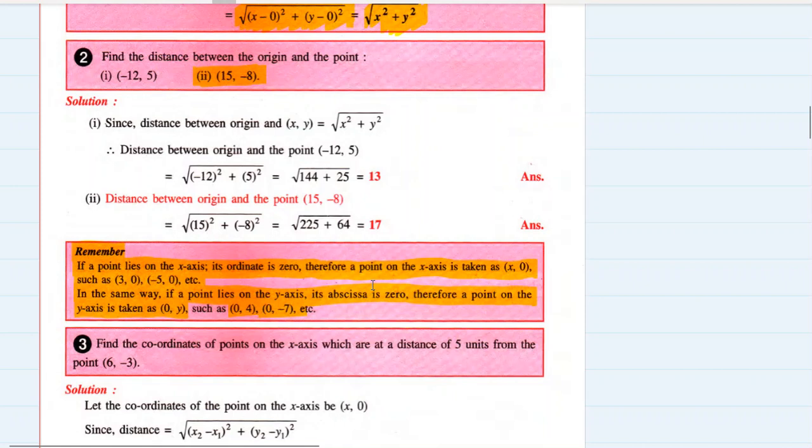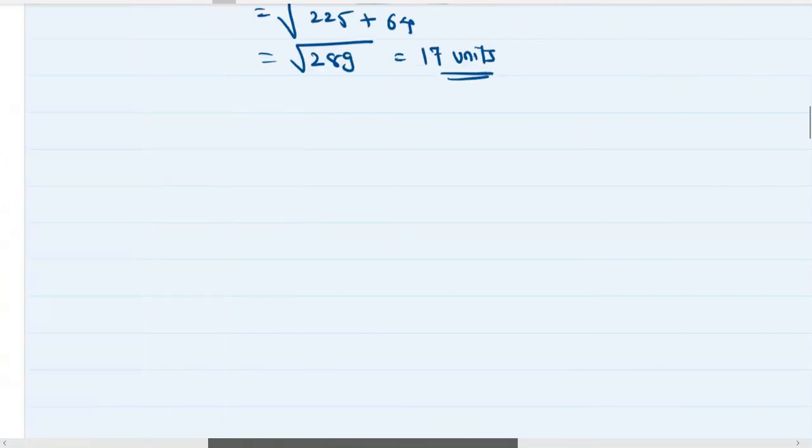Find the coordinates of the point on the x-axis which are at a distance of 5 units from the point 6 comma minus 3. So what information do we have? We know that the point whose coordinates are to be found is located on the x-axis, and the distance of this point is 5 units from another point 6 comma minus 3. Okay, let's note it down.